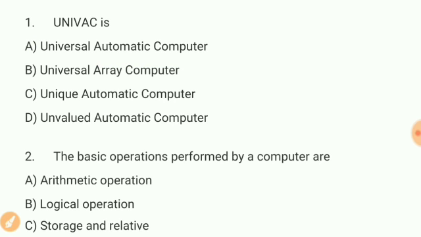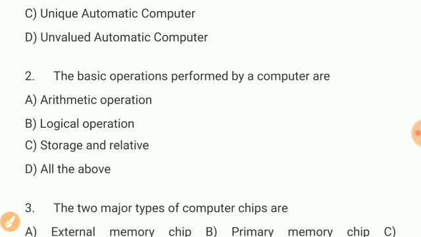Then number 2, the basic operations performed by computer are. What are the basic operations performed by a computer? The basic operations performed by any computer are all of the above. D is the correct answer: arithmetic operation, logical operation, then storage and relative. All these kinds of operations are performed by the computer, so all of the above is the correct answer.